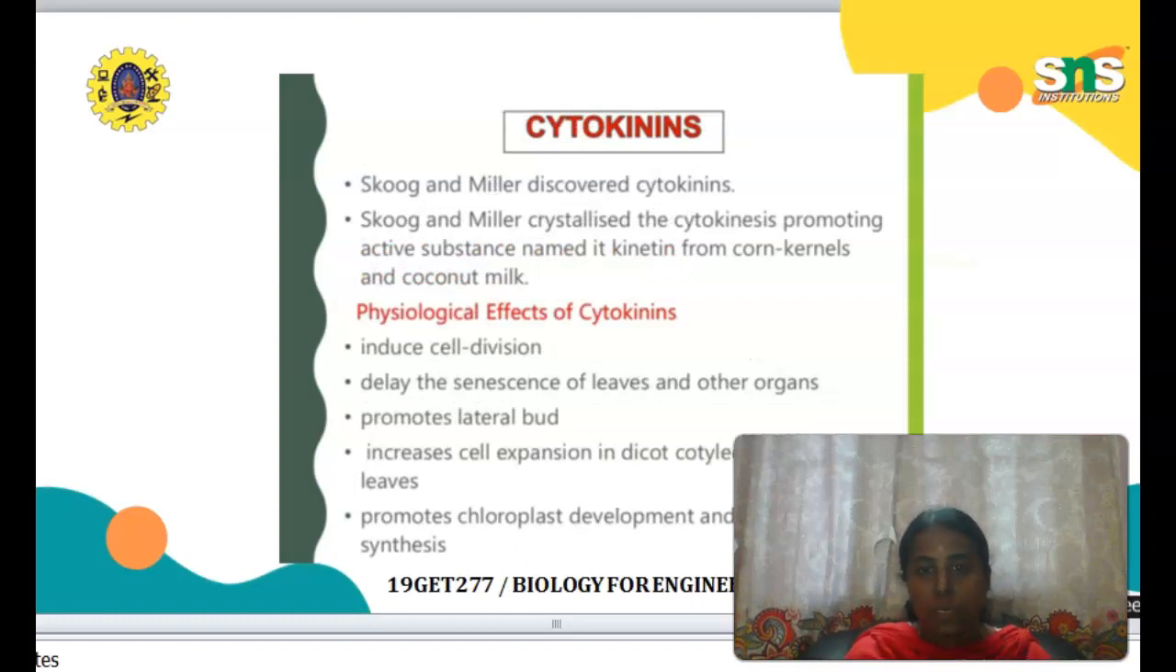Cytokinins. Skoog and Miller discovered the cytokinins. Skoog and Miller crystallized the cell division promoting active substance named kinetin, from coconut milk. Effects: induce cell division, delay the senescence of leaves and other organs, promote lateral bud growth, increase cell expansion in dicot cotyledons and in leaves, and promote chlorophyll development and chlorophyll synthesis.